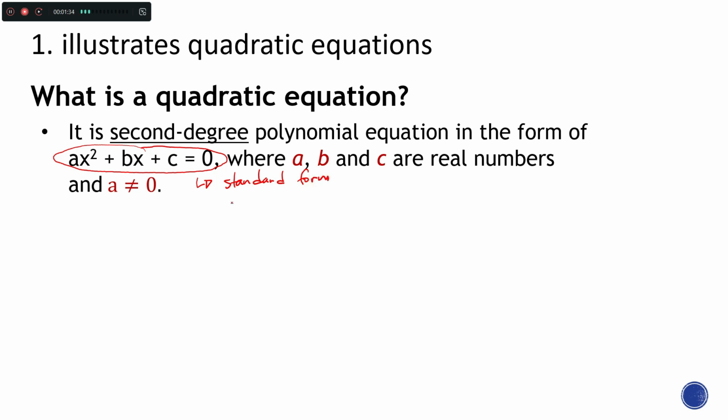So aside from that, we also have the vertex form, which is in this form.